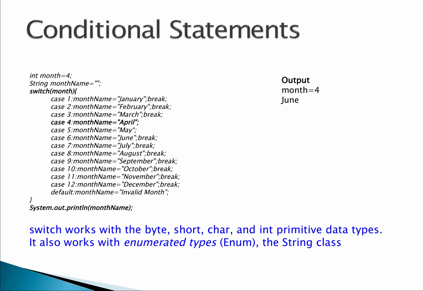because it started executing from April, but since you don't have a break, it is not coming out of the switch. It is executing the remaining statements that are present in the switch block, but it stops with June because the June statement was having a break. If you don't have a break in June, it is going to go through and say month name equal to July. And if July also doesn't have a break, it is going to fall through like that.